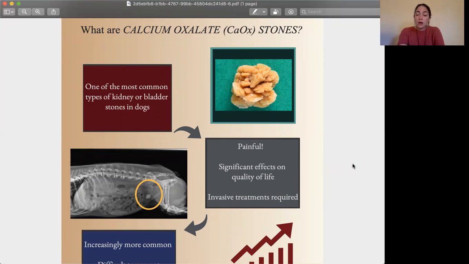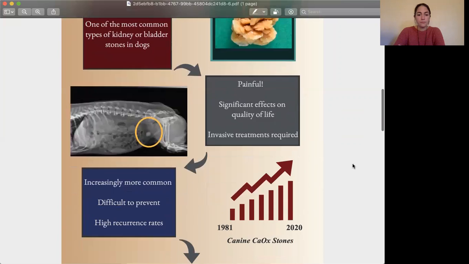The stones themselves can be very painful. Here you can see an X-ray, and that big yellow circle is circling a large calcium oxalate stone that's in the bladder of this poor dog. Because these are stones that we're unable to dissolve with diets or medications, in order to treat them, we're usually talking about fairly invasive treatments, such as surgery.